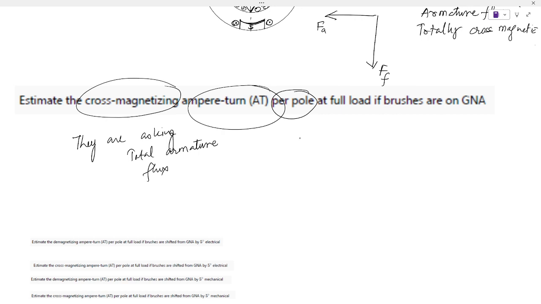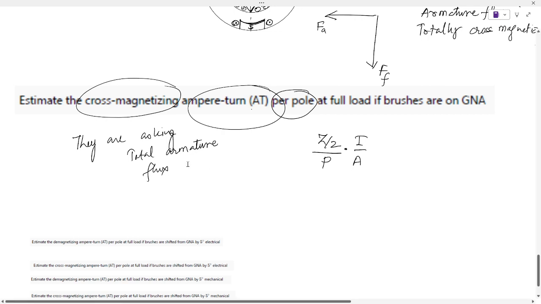Let me call the ampere turns developed by the armature. Turns will be Z by 2, per pole, divided by P. Then, since it is a parallel path, current in that winding will be IA by A. So what will you calculate?